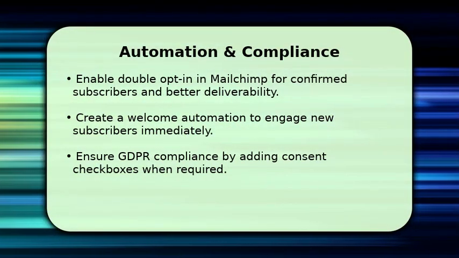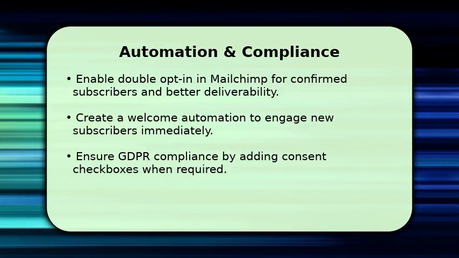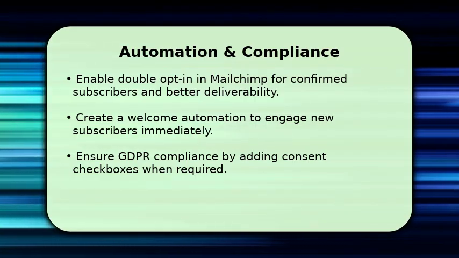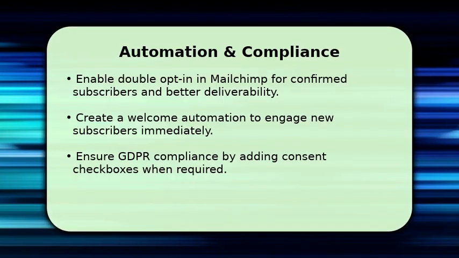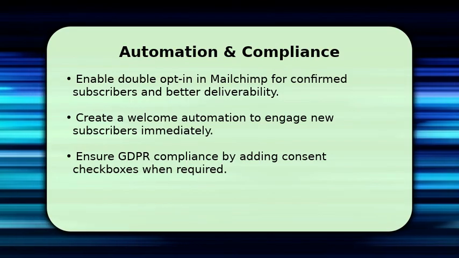Turn on double opt-in in Mailchimp to confirm subscribers and improve deliverability. Set up a simple welcome automation that sends a thank you and next steps right after sign-up. Add consent checkboxes and link to your privacy policy to meet GDPR rules when applicable. Regularly clean your list by removing bounces and inactive emails, and monitor open and click rates to refine your campaigns for better engagement and growth.